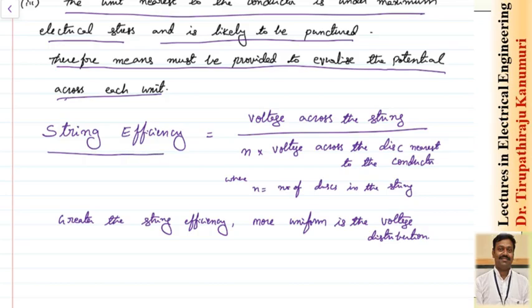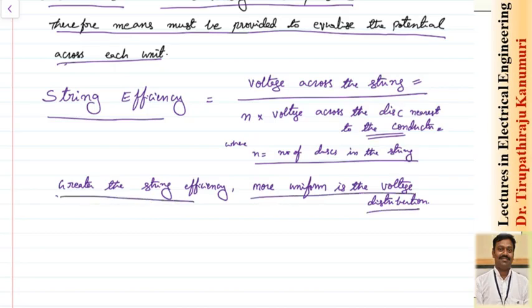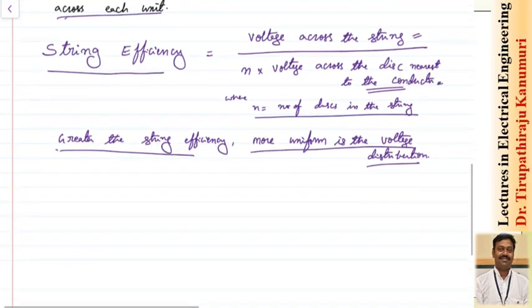String efficiency is the ratio of the voltage across the string, that is your supply voltage or the phase voltage, divided by n times the voltage across the disc nearest to the conductor, where n is the number of discs in the string. We know the voltage across the disc nearest to the conductor is highest. Because of that non-uniform distribution, the string efficiency will always be less. So you have to improve the string efficiency so that every disc is properly used. The greater the string efficiency, the more uniform the voltage distribution will be. So let us see what will happen and how much will be the effect of this non-uniform distribution.